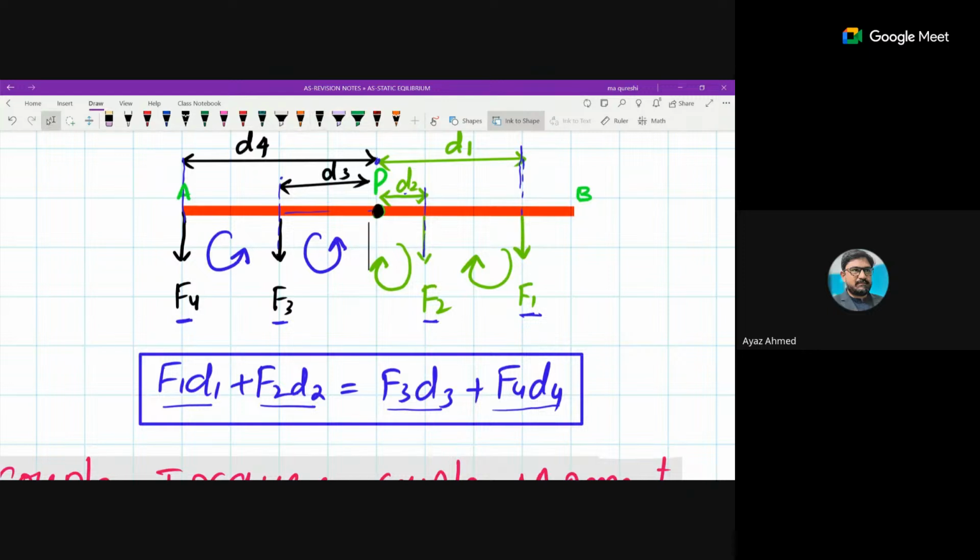These two green forces are F1 and F2, right? This is actually F1 and F2. These two are acting downward. These two black forces on the right-hand side of the pivot are F3 and F4. Okay, is it clear to all, to both of you?